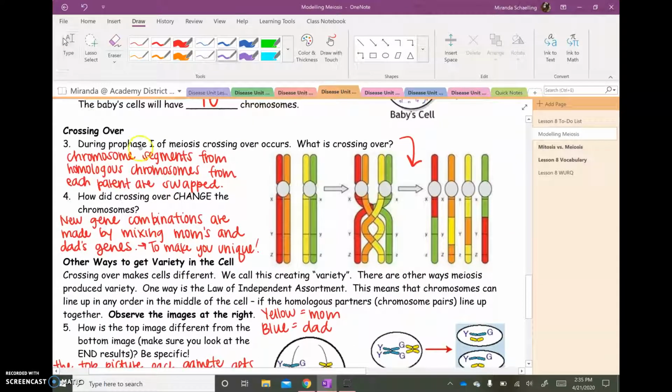All right, crossing over. During prophase 1 of meiosis, crossing over occurs. And then what is crossing over? Hey, it's in this picture. So chromosome segments from homologous chromosomes. Okay, homologous are going to be 2 chromosomes together. Homologous means the same size and shape from each parent, and the segments are swapped. Okay, so in this case, what they did is they took these 2, the orange and the yellow, and they crossed them over. Okay, and then how did crossing over change the chromosome? So we have new gene combinations made by mixing mom's and dad's genes to make you unique.